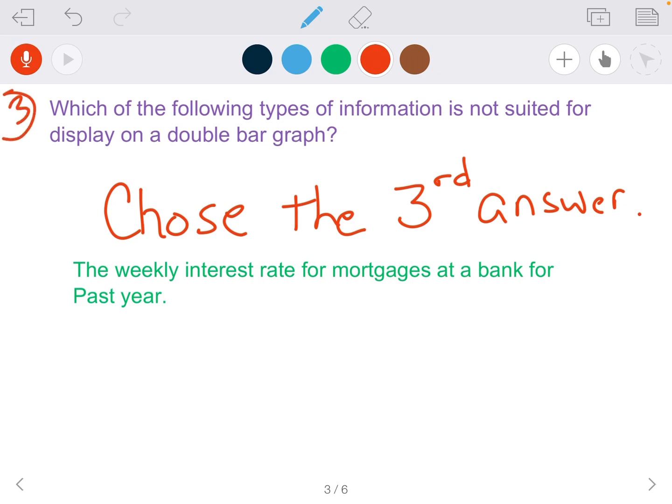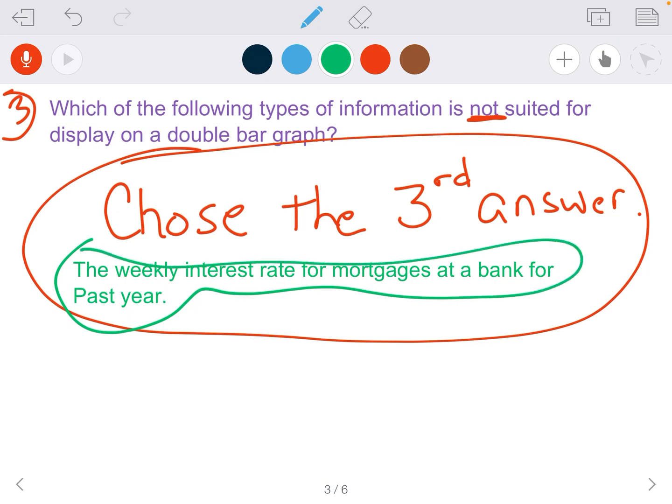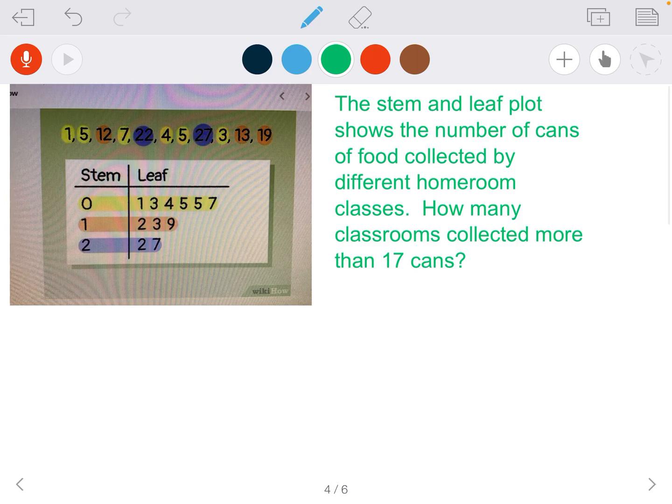Number 3. Okay, I'm giving you an answer so I know if you watch this video or not. Which of the following types of information is not suited for the display? I don't really like this question, so pick the answer choice 3, which is the weekly interest rates for mortgages at a bank for the past year. That's your answer. All right, now we're on to number 4 already, right?